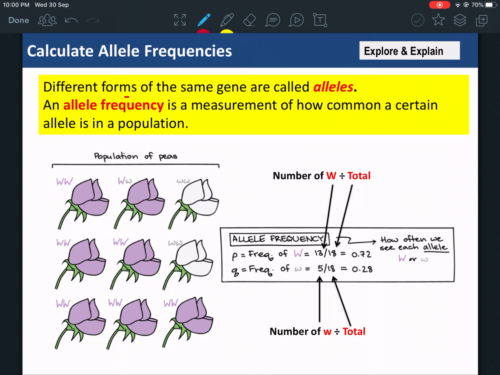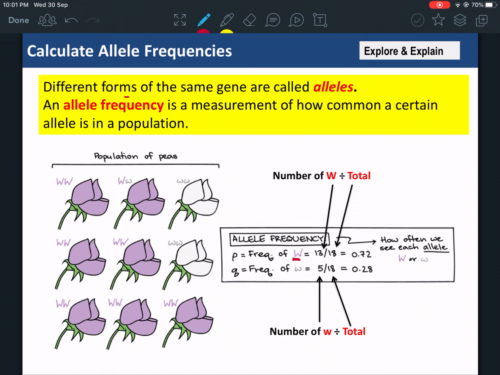So you have to calculate the frequency of the big W. When I give you a problem on allele frequency, I always tell you, for example, here, to calculate the allele frequency of the big W and the allele frequency of the small w. Okay, so of the dominant and of the recessive. Let's see how to do that. So how do you do the allele frequency of the big W?